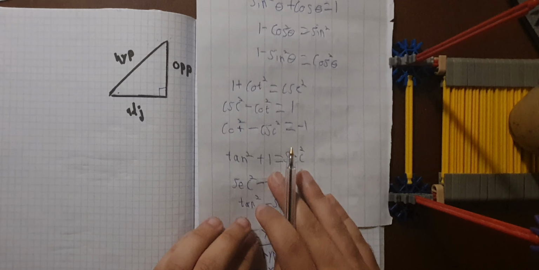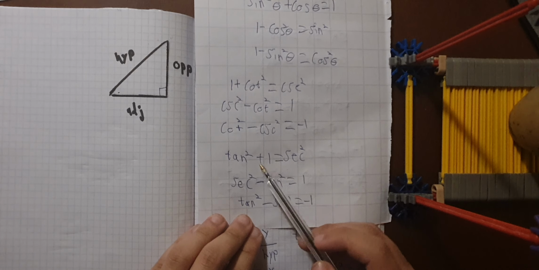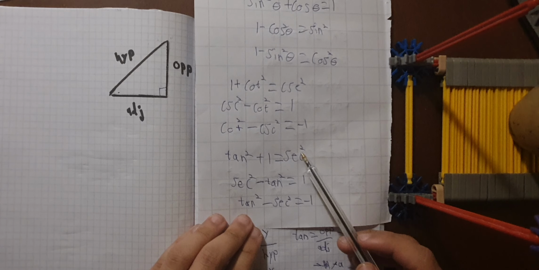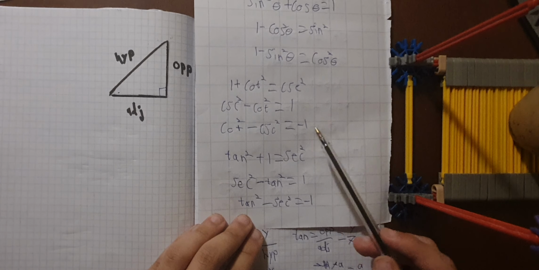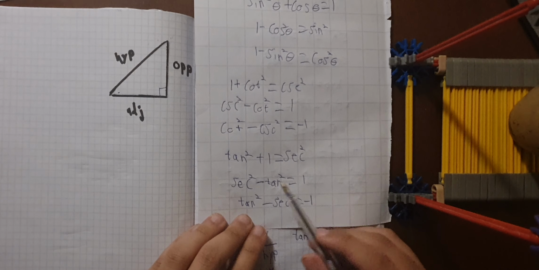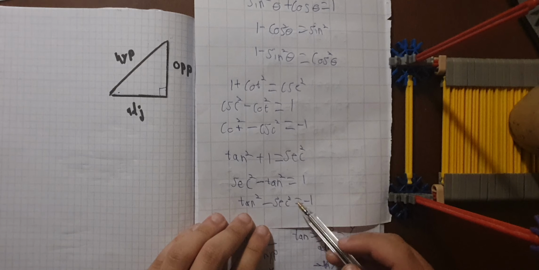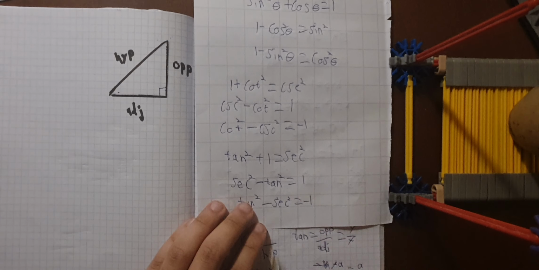Now the last identity we have, tan squared plus 1 is equal to sec squared. Which also means sec squared minus tan squared is equal to 1. And tan squared minus sec squared is equal to negative 1.